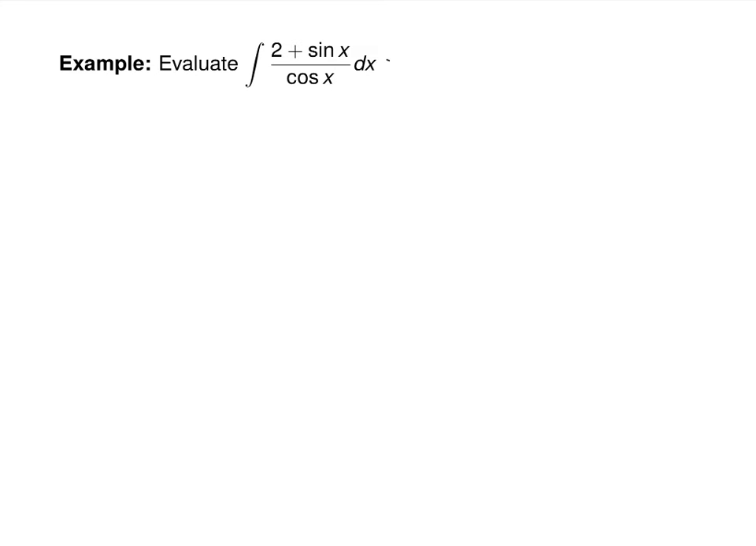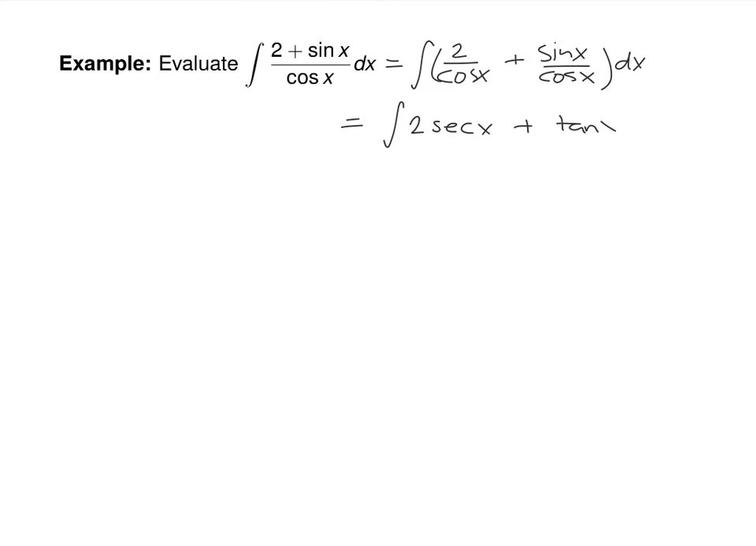The way to think about this one is to break it into 2 over cosine plus sine over cosine. Then realize that 2 over cosine is secant, plus sine over cosine is tangent. And you're allowed to just know those formulas. You maybe would encounter tangent on a test, and maybe you could derive it by letting u equal cosine. But the point is that occasionally this might happen.